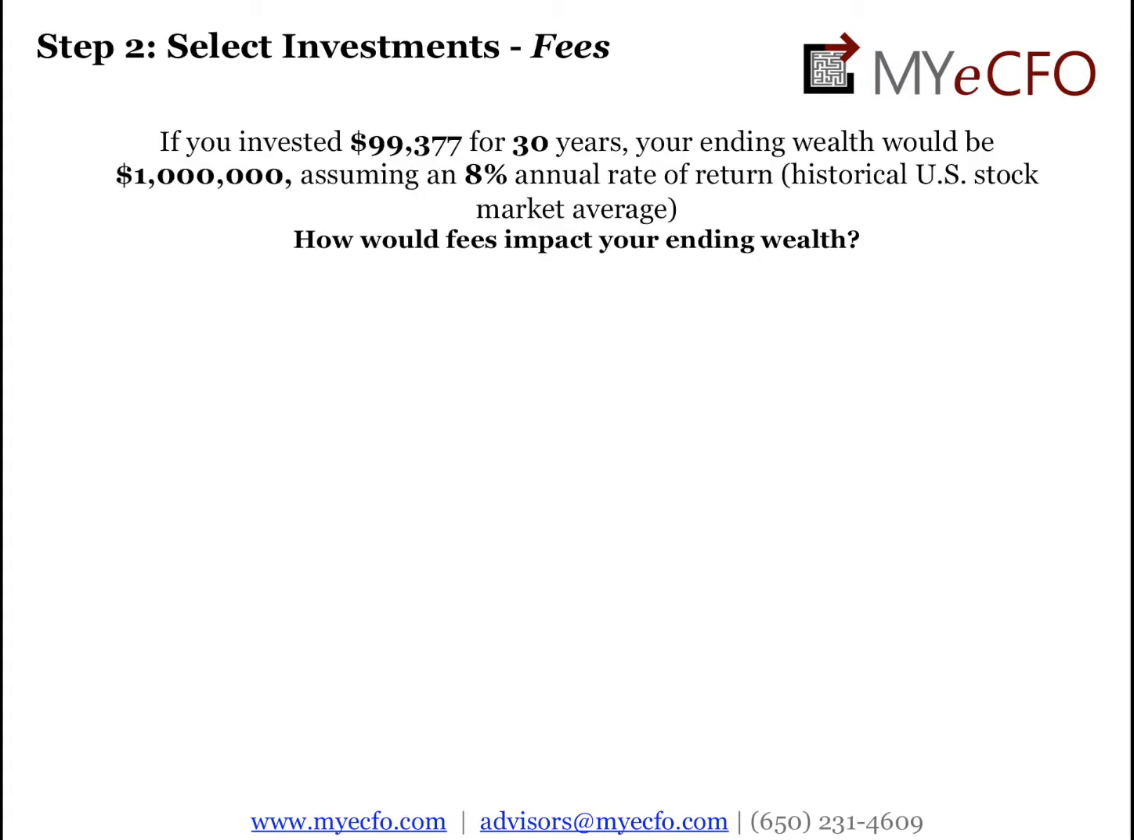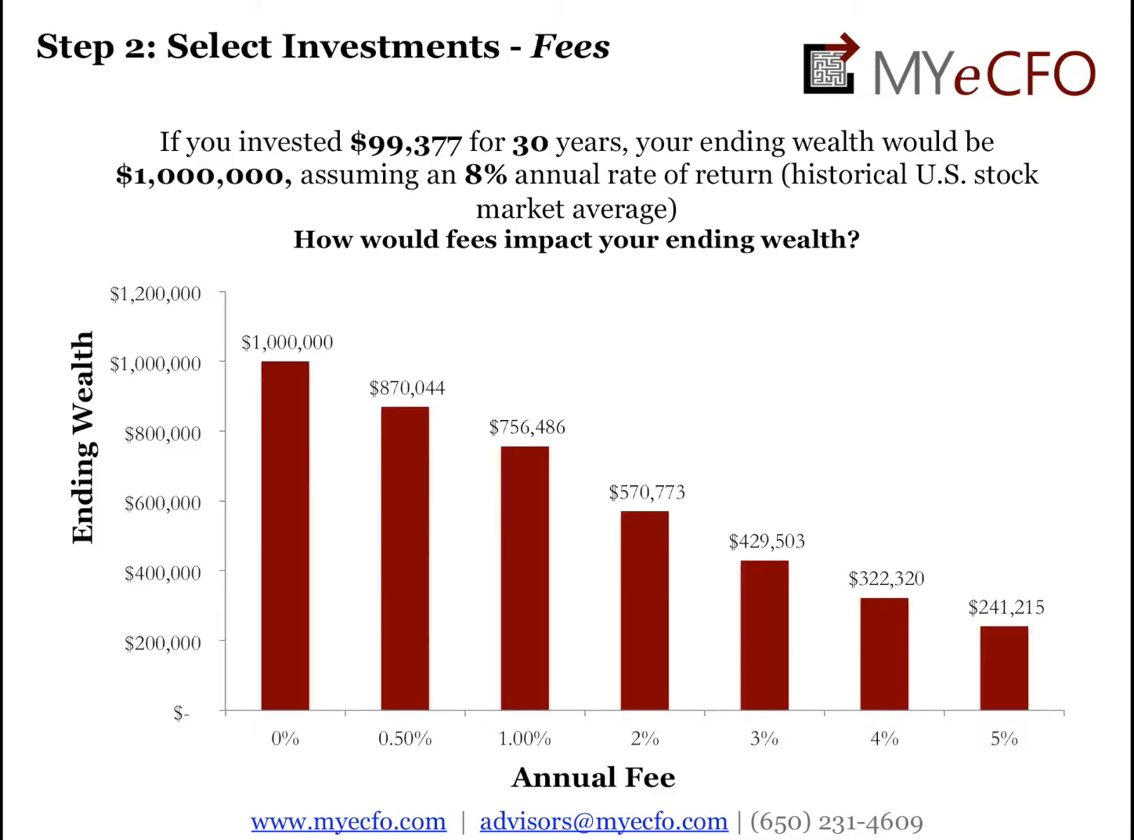If you invested about $99,000 for over 30 years, your ending wealth would be about $1 million if you earned 8%. This is what the historical U.S. stock market has returned, absent fees and taxes and other things. So the question is, how would fees impact your ending wealth? Well, if you look at this chart, if you had a 0% annual fee, you would get your $1 million.